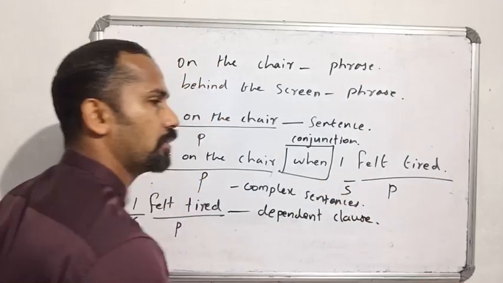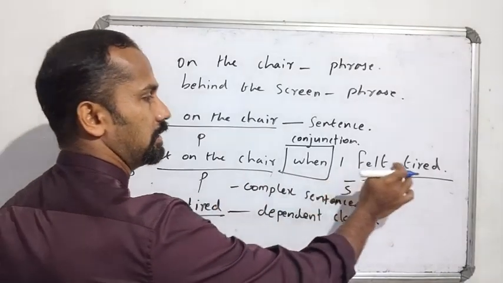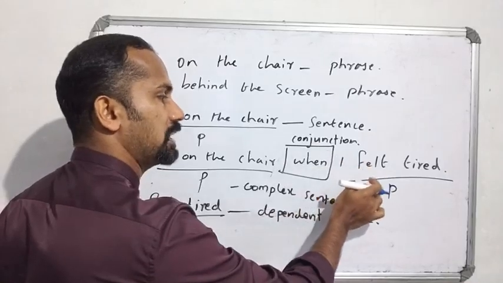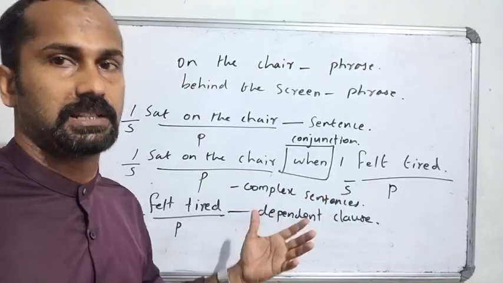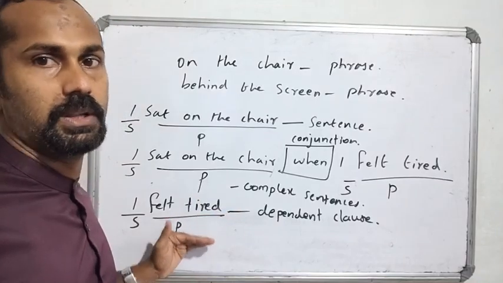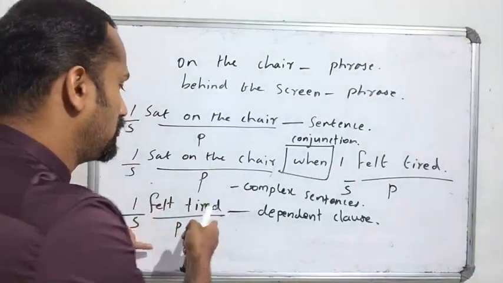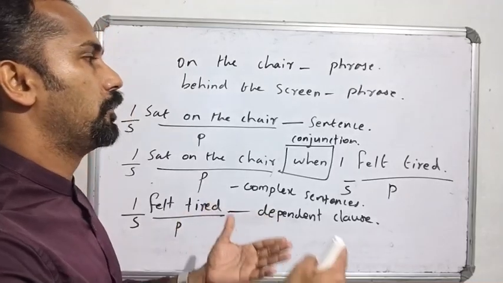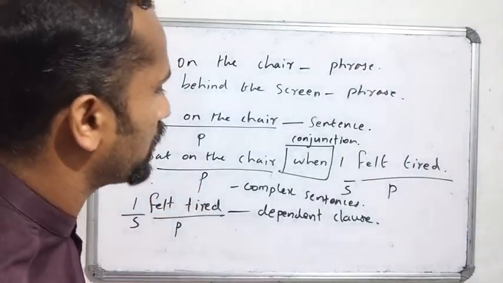So what is a dependent clause? A dependent clause is a group of words with a subject and predicate, and it is a part of another sentence. It makes sense when it is a part of another sentence. It does not give complete meaning when it is alone. We will get complete meaning when it is a part of another sentence. That is called a dependent clause.